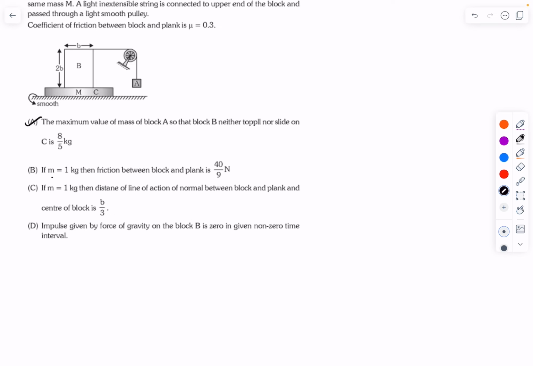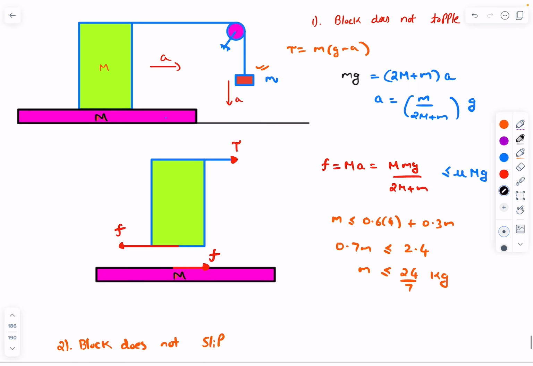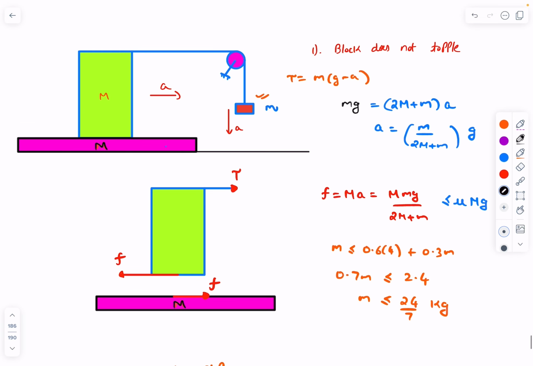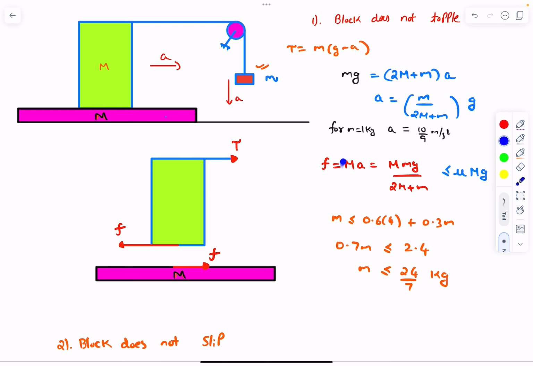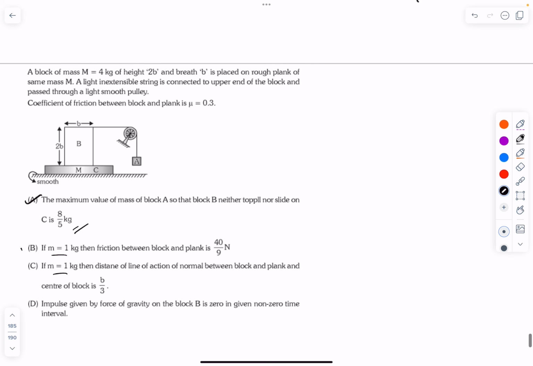Now the second and third options: the mass of m is taken to be 1 kg, which is less than 1.6. So we know that the block will neither topple nor slip. So basically we have to plug everything in this equation, right? For m equals 1 kg, we can find out the acceleration from this equation. It's going to be 10 by 9 meters per second square. Now the force of friction is just capital M times a. So capital M is 4, right? So the force of friction in this case is going to be 40 by 9 newtons, which is what they asked in the second option.